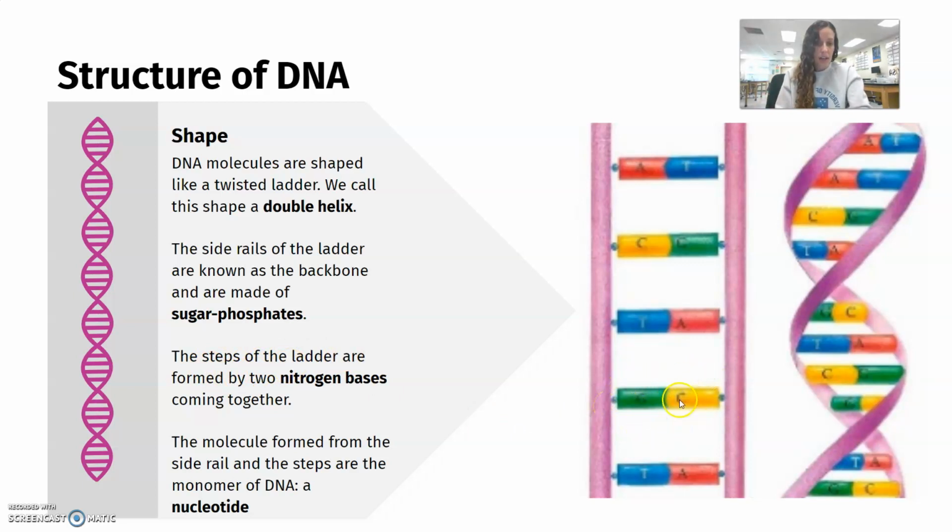So one here and one here. Notice it's two of them coming together. So half of the ladder is like this half with the side railing and the half step, and then this other side with this side railing and the half step. Together, these molecules form the side railings and the steps. They are DNA, and remember that the monomer of DNA is a nucleotide.